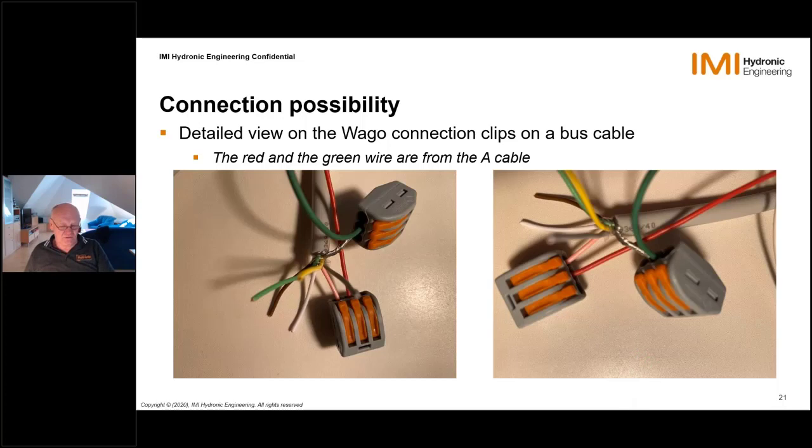It's important to know about these details so that you get a little more feeling for how electrical installations can be done. It's not so complicated. This is the more traditional way to do this.